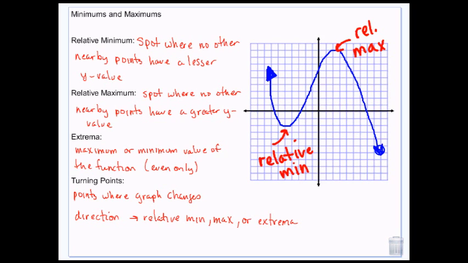Extrema occur if I have a graph, and let's say it does something like this. This is the extrema. It's the absolute minimum of the graph. This is the lowest point that it goes, or if the graph was flipped, it would be the absolute highest point of the graph. And all of these are turning points.